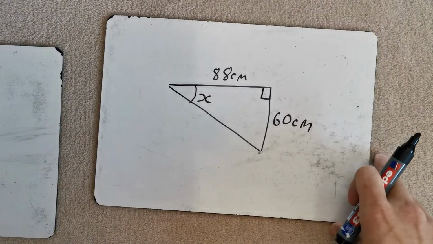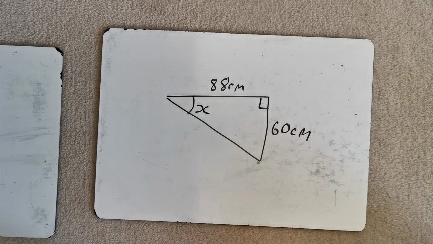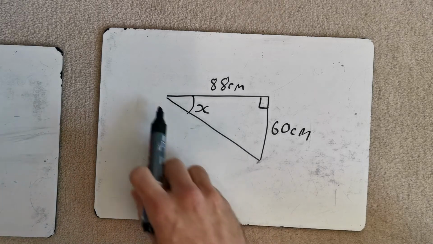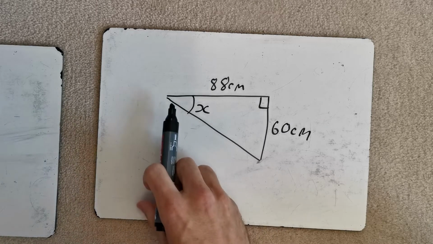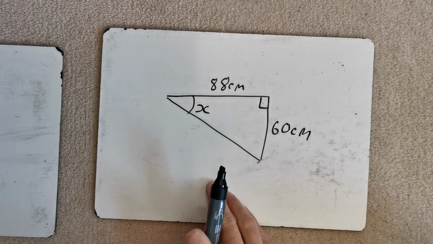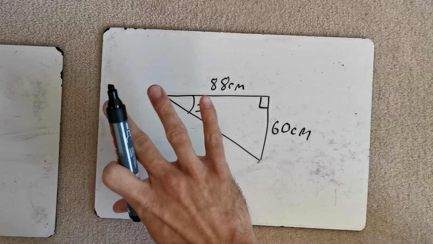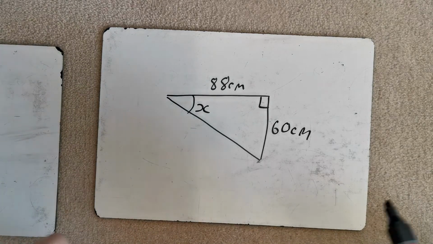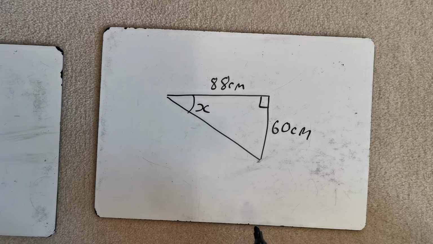I've stuck this one upside down just so you are aware that can happen. Okay, so again, what have we got labelled? We haven't got anything labelled on this side, so this side we don't need to worry about at all. In case you're wondering, that is the hypotenuse, but again, we don't need to worry about it for this question.